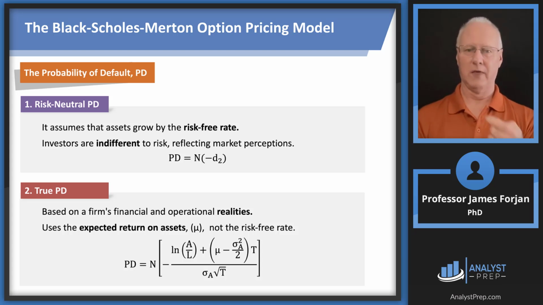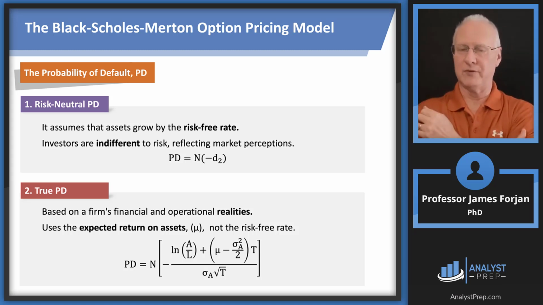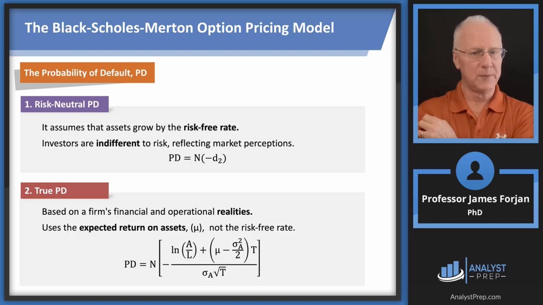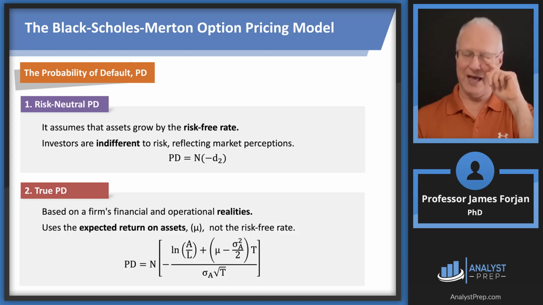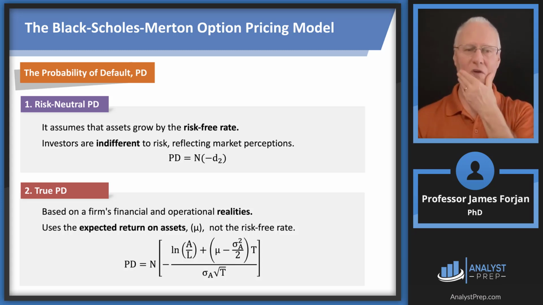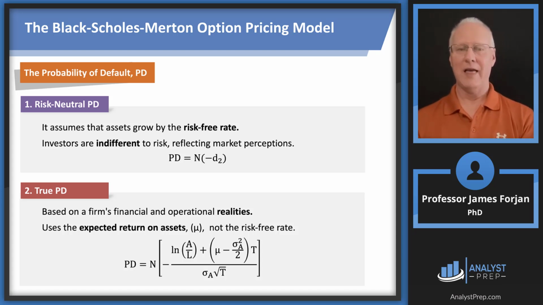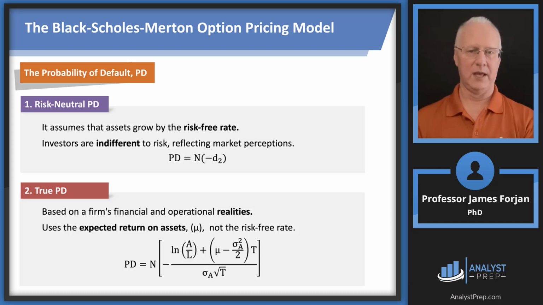Now, two cases here. You need to be very sensitive to the question stem. If we're going to use risk neutral probability of default, risk neutral simply means that investors are indifferent to risk. They only care about return. They don't care about risk. So all we're going to do is worry about our underlying assets growing at the risk-free rate of interest. So for that probability of default, all we're going to do is compute D2 and then take 1 minus it. That's why we have the N of minus D2.